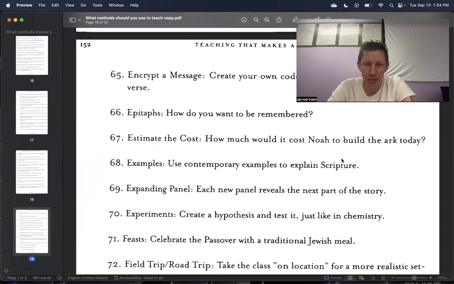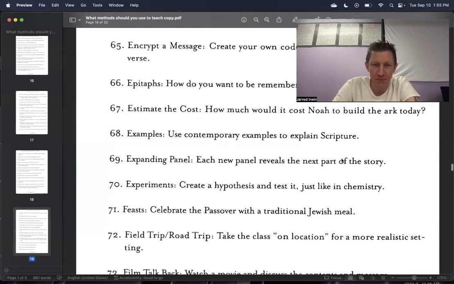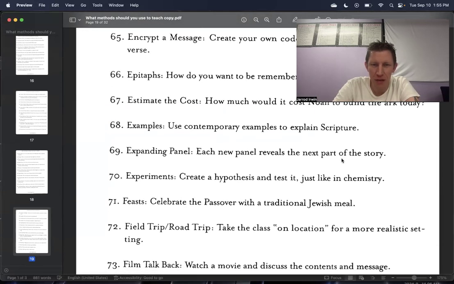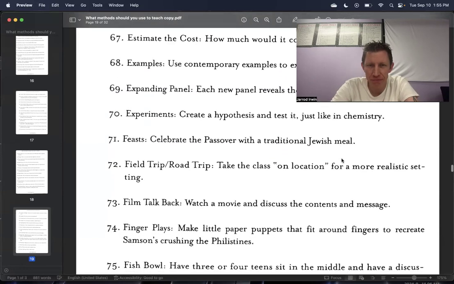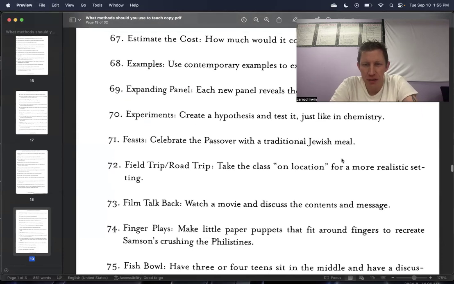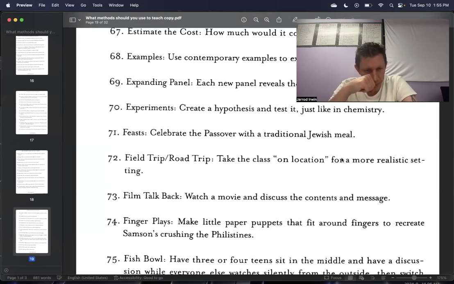Oh, my. Estimate the cost. How much would it cost Noah to build the ark today? Examples. Use contemporary examples to explain scripture. Expanding panel. Each new panel reveals the next part of the story. Experiments. Create a hypothesis and test it, just like in chemistry. That'd be fun. Feast. Celebrate the Passover with a traditional Jewish meal.